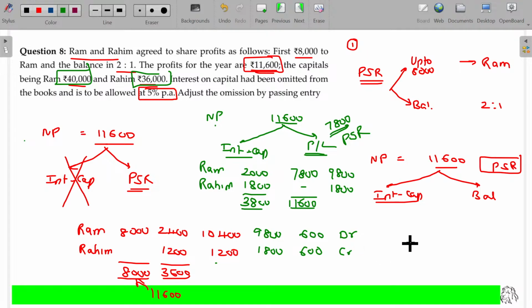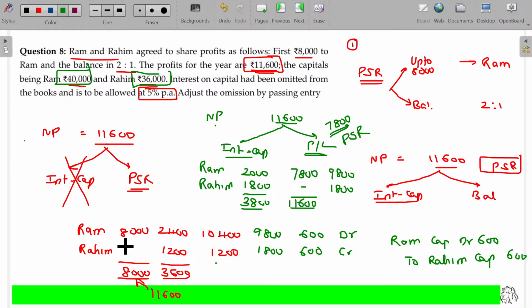Then what is the ultimate entry? Ram's capital account debit, 600, to Rahim's capital, 600. Ram is debited, Rahim is credited. Due to the error, some partner gets more, the other partner may lose. So that will be adjusted by rectifying this. Clear? Okay. Yes, make a note of it.